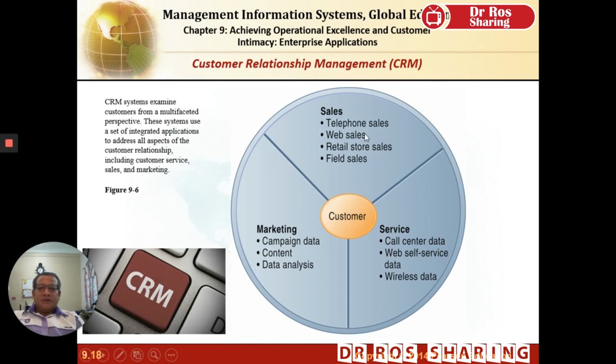Okay, so customer relationship management basically manages these three segments: the sales, the marketing, and the service. Sales is basically dealing directly with a customer. This is what they call direct sales, because you are basically confronting the customer, entertaining the customer, trying to keep the customer happy so that the customer will stay with your company.